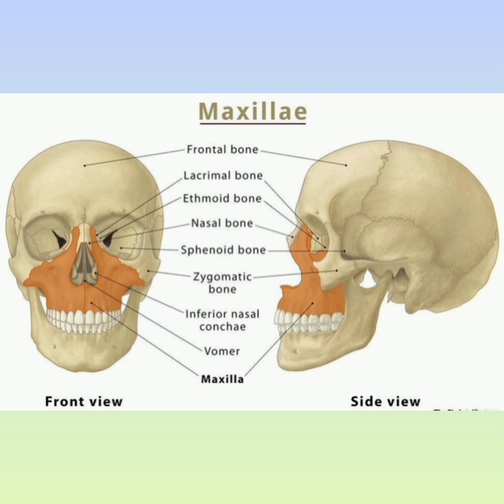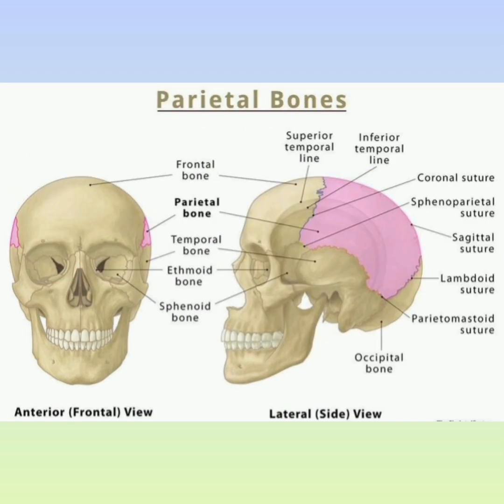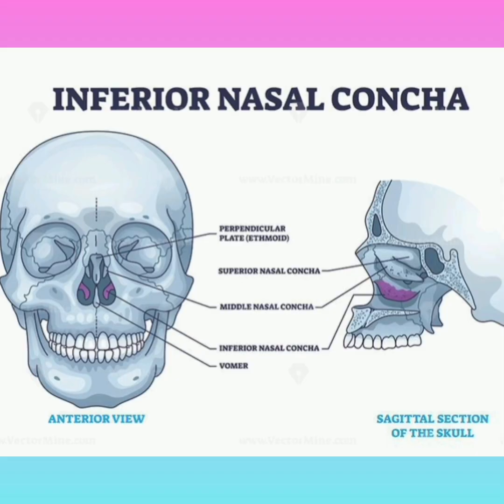Now coming to the palatine bone, it is present on the roof of the buccal cavity. In the center, the vomer bone is present. On the side, the nasal concha is present.